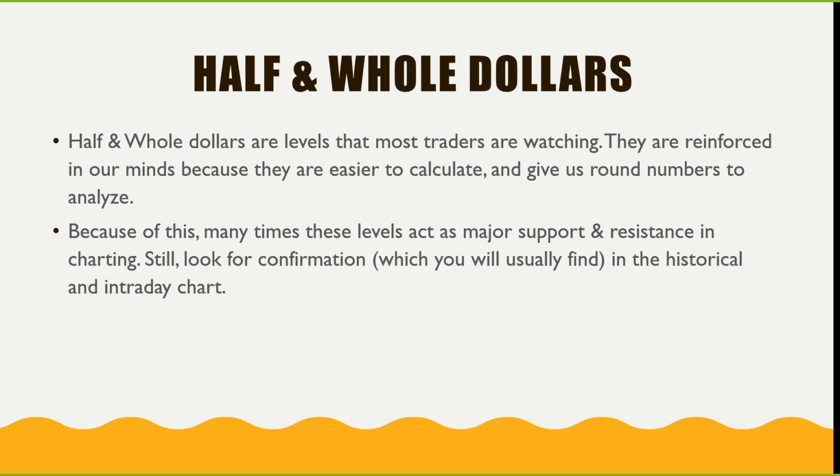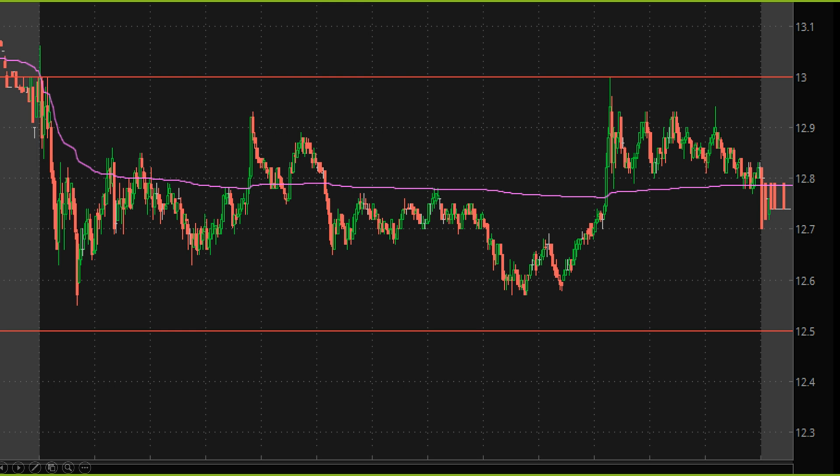At the same time, you still want to look for confirmation, which you'll usually find in the historical and intraday chart for these half and whole dollar levels. To give you an example, you can honestly do this with any chart. Go to any chart, look for a stock within the range of these half and whole dollars, draw a line at these half or whole dollars, and just look. What those key levels give you is an ability to attack a range. If you're not attacking a range, you're not going to be able to increase risk and reward.